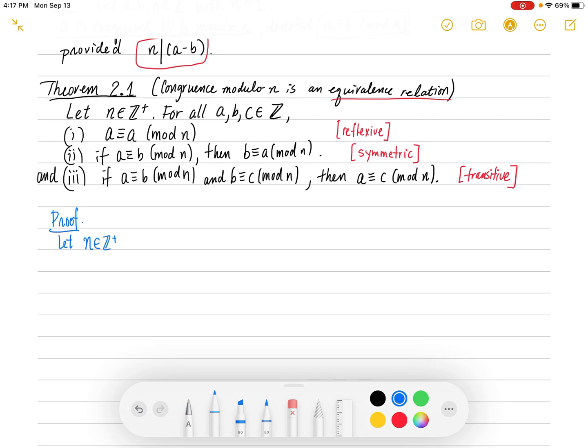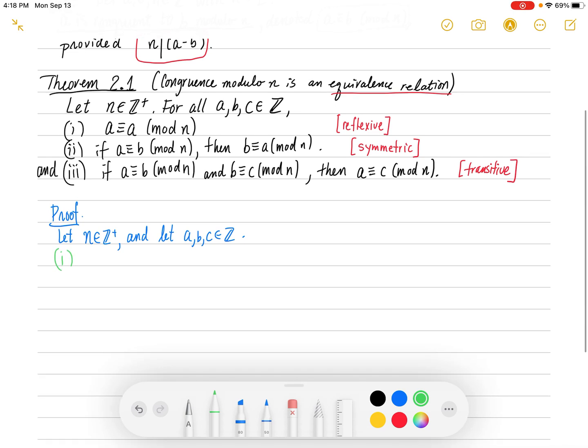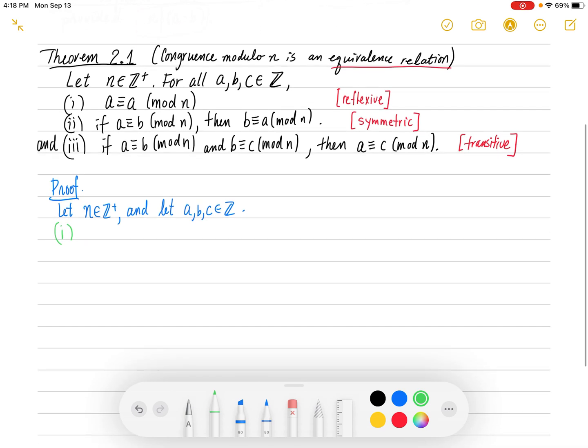Let n be a positive integer, and let a, b, and c be integers. Okay, I'm going to start with 1. Well, let's do 1 in green, okay? So I want to show that a is congruent to a mod n. So here I'm going to do my scratch work on the side.